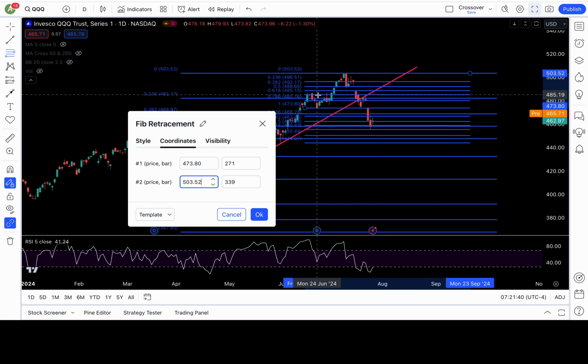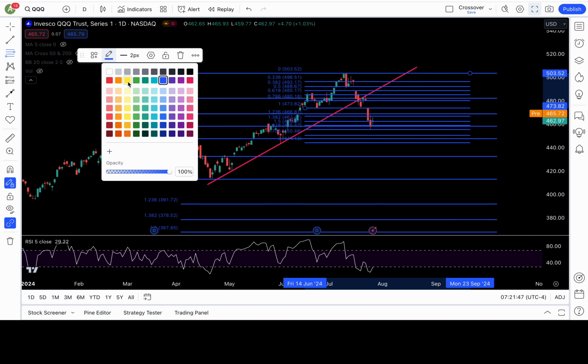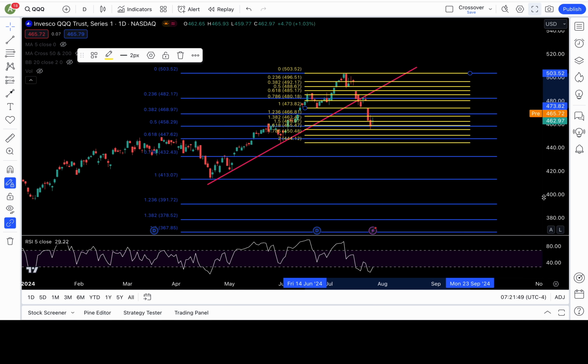And then the low here, June 24th low, which is at 473.82. Boom, now we're good. Just change the color up. There you go. Triple Q.